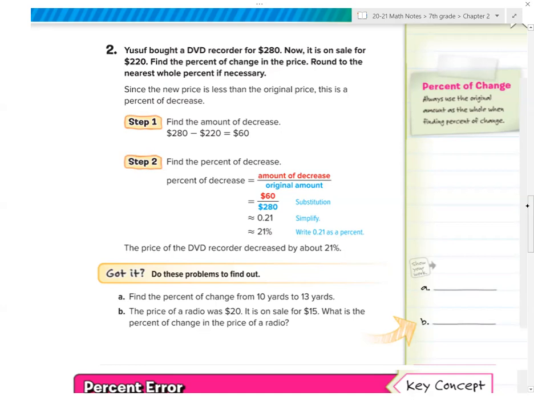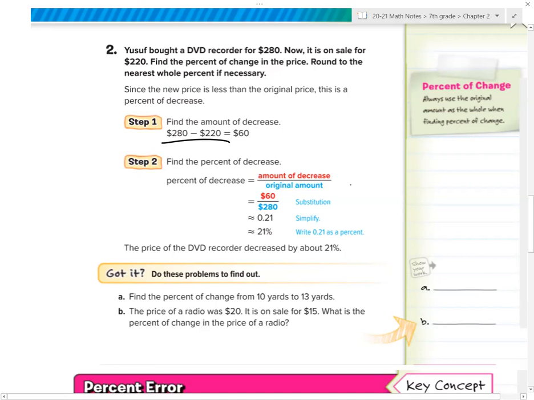But find the percent of change and round to the nearest percent if necessary. Since the new price is less than the original price, this is a percent of decrease. So the main concept is we're finding the difference. Whether it went up or down, you want to find the difference. So we're subtracting. 280 minus 220 is $60. Find the percent of decrease.